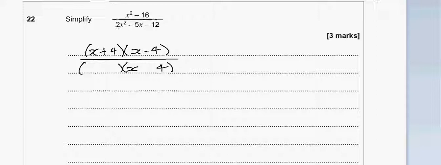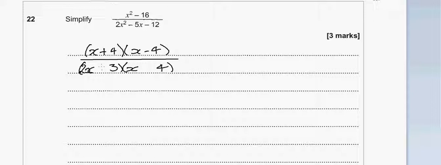Now the only way I can get 2x squared is to have 2x multiplied by x. So this bracket is going to have 2x in it. So now it's just a question of what times 4 will give me 12. Now I know that 3 times 4 will give me 12. All I've now got to decide is that for 3 times 4 to give me minus 12, one of these is going to have to be a plus and one is going to have to be a minus. Okay? So I can just play with this.